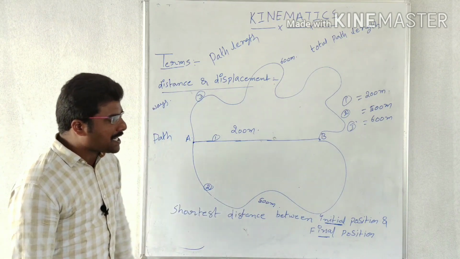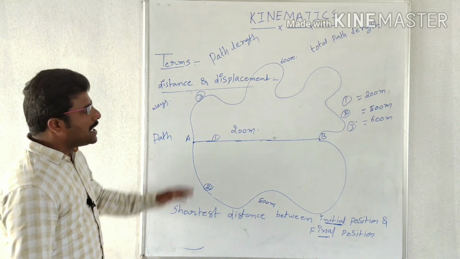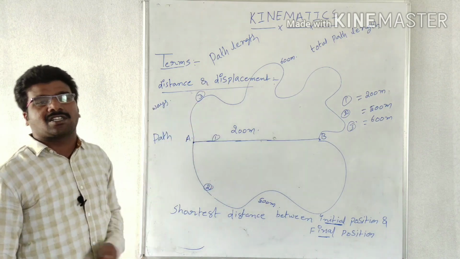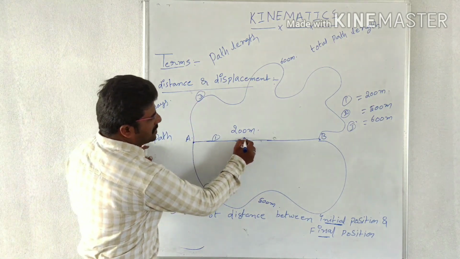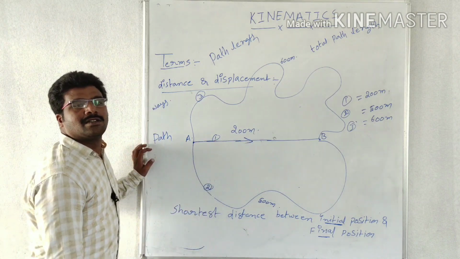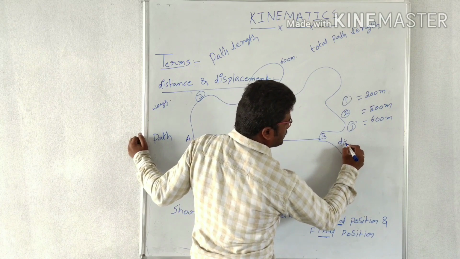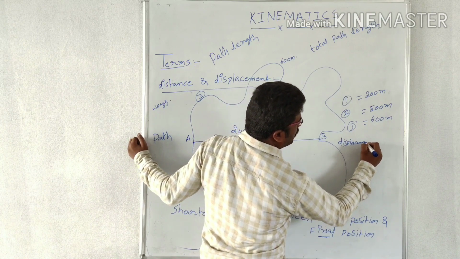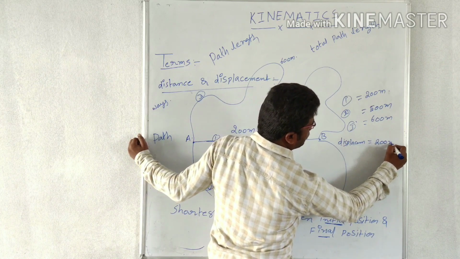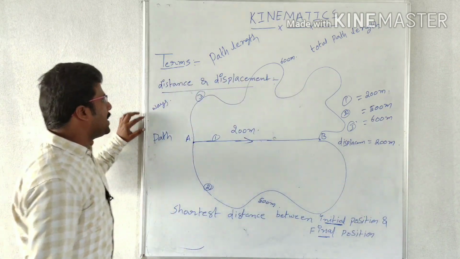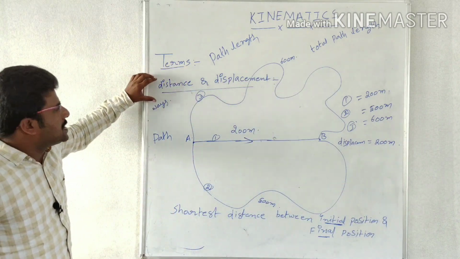Shortest distance between initial position and final position. In these three paths, which is the shortest distance? No doubt, this is the shortest distance. So this becomes displacement. So displacement equals 200 meters. So this is the difference between distance and displacement.